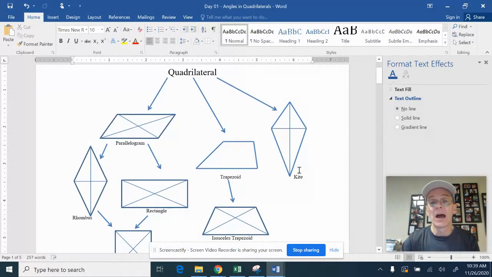Okay. And then there's this thing called a kite, which is a great name because that's kind of what it looks like, doesn't it? It looks like the kind of kite you'd go out and fly. And technically, the definition of a kite is it's got one pair of congruent sides up here and another pair of congruent sides down there that have to be different from those.